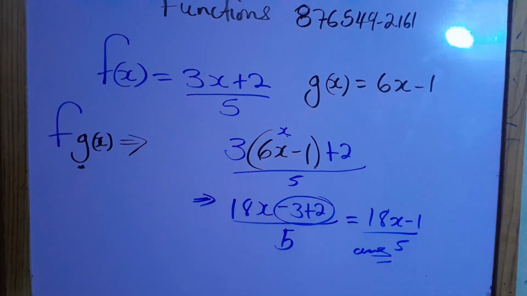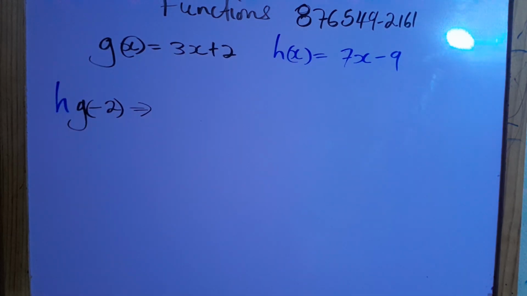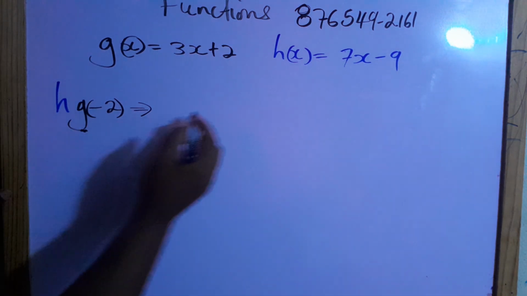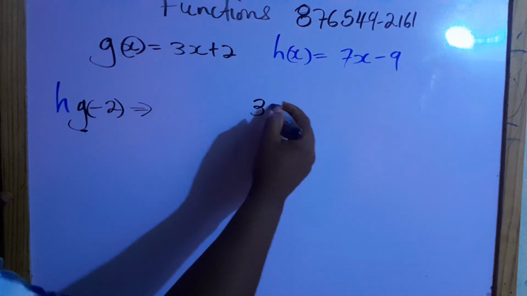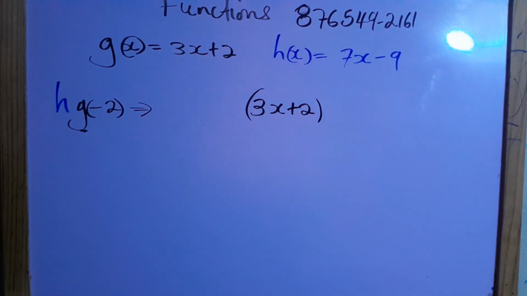Let's look at another aspect when we are asked to plug in a value, like for example, gf of 2. Alright, let's go. So we have g of x is equal to 3x plus 2, h of x is equal to 7x minus 9. What if they ask us to find hg of negative 2? As I said, guys, we just simply combine the functions first. So g would be the last function, so it's 3x plus 2. We put that in bracket because that's our x in f.